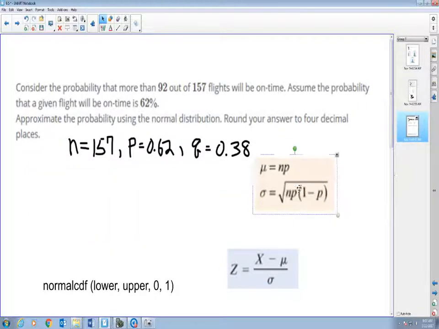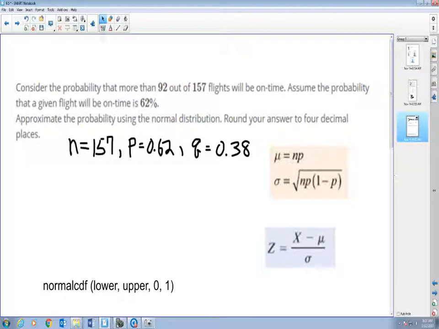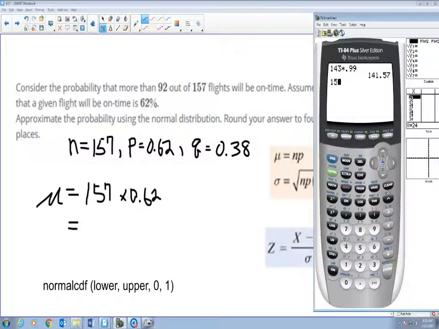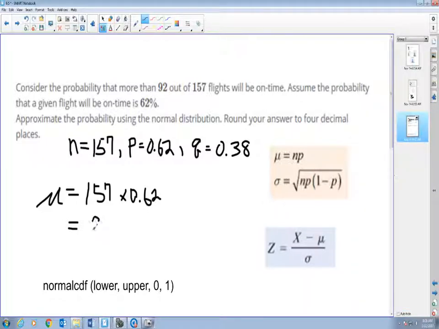So I got these 2 formulas in my mind. I'm going to put this on the side, okay? So the mean will just be n times p, 157 times 0.62. So the mean is about 97.34. So normally out of the 157 flights, on average about 97 flights will be on time.